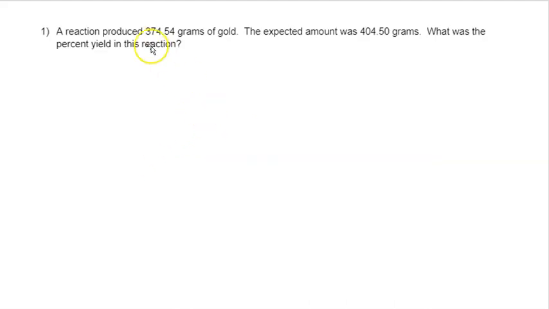Question number 1 says a reaction produced 374.54 grams of gold. The expected amount was 404.50 grams. One thing that might help you is identifying a couple of terms in here. Expected amount is what we get through stoichiometry, so that's what we call the theoretical amount. It says a reaction produced, which indicates that the reaction was done and it actually produced this much. So in this case, this is our actual yield.